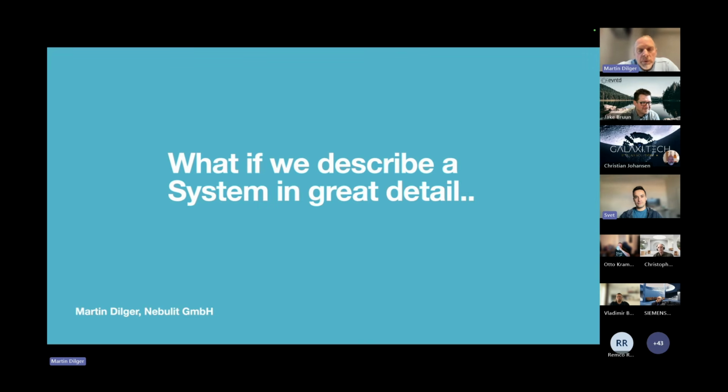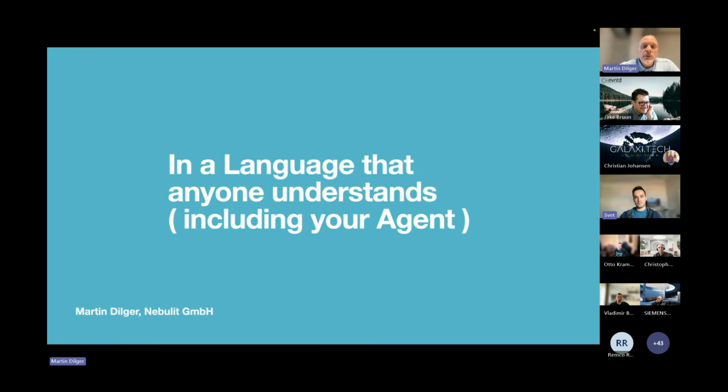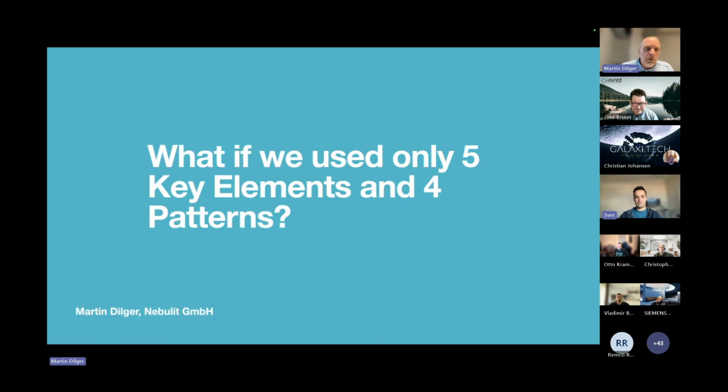What if we describe a system in great detail, but we do it in a language that anyone understands, including your AI agents? So if we can describe a system in a language that both your engineers understand, both the business people understand, and also your AI agent, it's the same language for anyone. Wouldn't that be beautiful? What if we use only 5 key elements and 4 patterns to describe any system in the world? That's exactly what event modeling is.